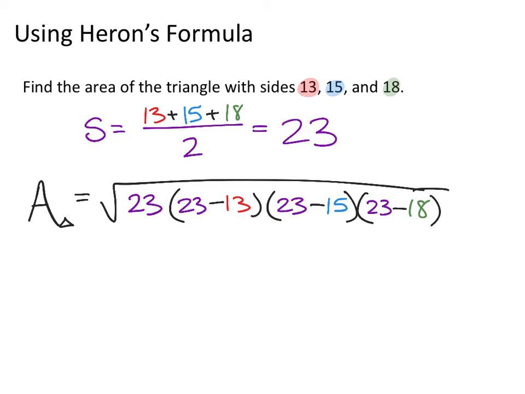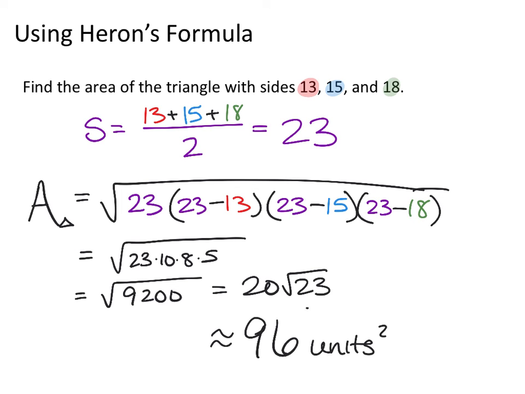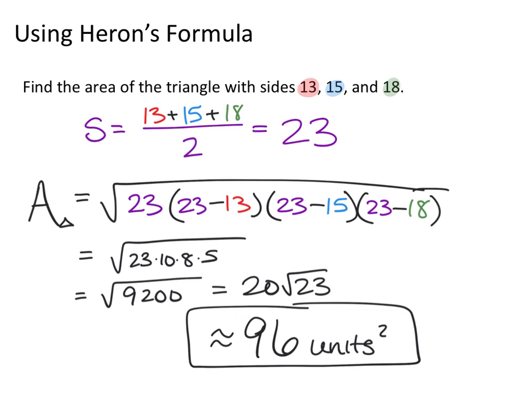That is something we can throw into a calculator. If we were doing this by hand, like on the SAT, you'd have 23 times 10 times 8 times 5, which is the square root of 9,200. We'd reduce it out and get 20 times the square root of 23. But since we have a calculator and I'm not asking you for an exact value, you can round this to about 96 square units. That's the area of that triangle with those particular side lengths. Again, I didn't need a base and a height. All I needed was all of those side lengths.